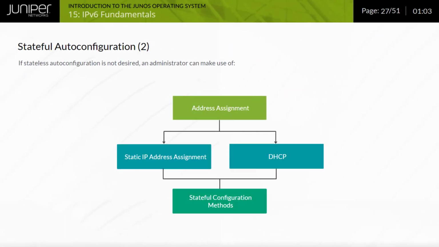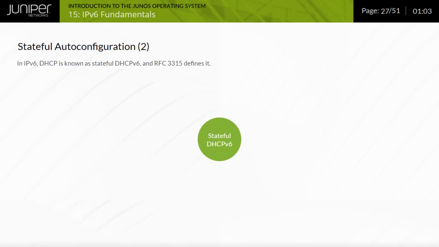If stateless auto-configuration is not desired, an administrator can manually assign a static address to a node. DHCP is also available. In IPv6, DHCP is known as stateful DHCPv6, and RFC 3315 defines it.